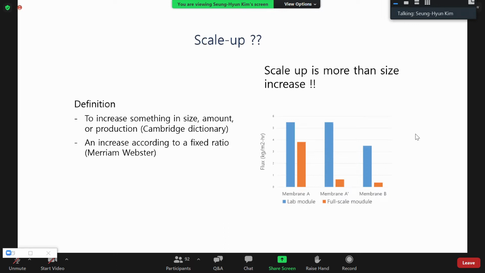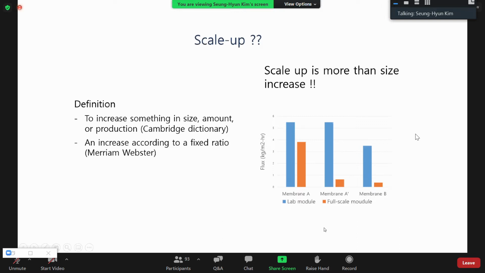So what is scaling up? If you just look at the dictionary definition, scale up is to increase something in size, amount, and production, or increase according to a fixed ratio. But it turns out scaling up is more than size increase. That's what we learned from this study. I'll show you one example.